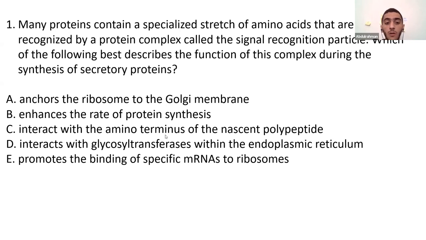It interacts with the amino terminus of the nascent polypeptide. What does amino terminus refer to? It's basically the end terminal. So this part is the end terminal. And we said for secreted proteins, the signal recognition particle binds on the end terminal, which is a series of hydrophobic amino acids, and then takes this protein and the ribosome over to the endoplasmic reticulum and not the Golgi. And that's why the answer is C. Is it clear?